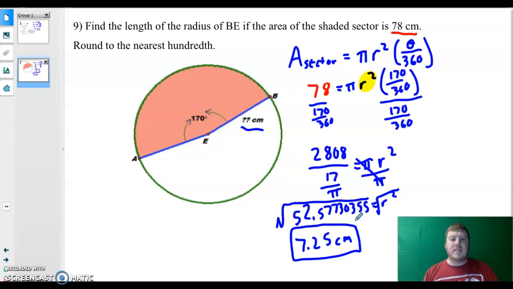Problem 10 will work very similar. This time, though, you will be solving for the angle. So you'll plug in everything into the formula except the angle, and you'll solve for the angle.